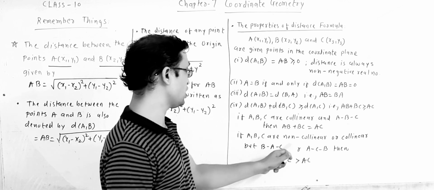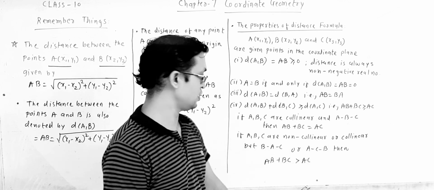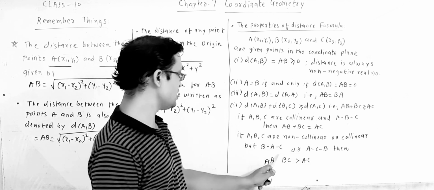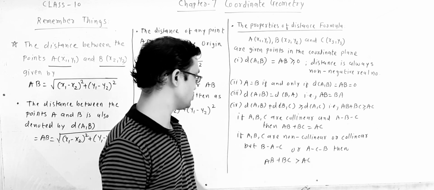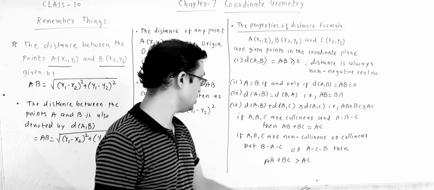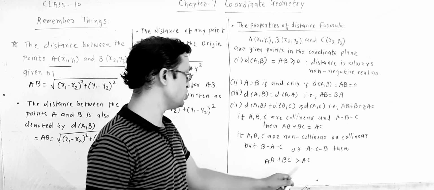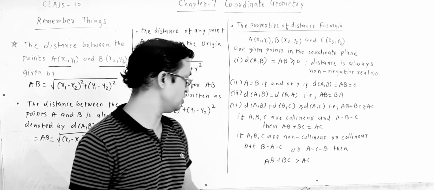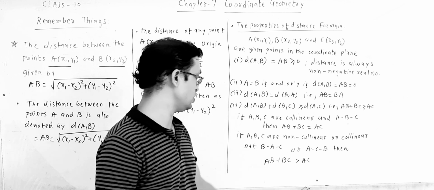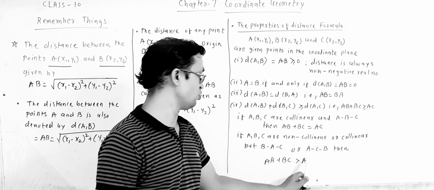If A, B, C are non-collinear, otherwise if collinear but in the order B, A, C or A, C, B, then AB plus BC is always greater than AC.